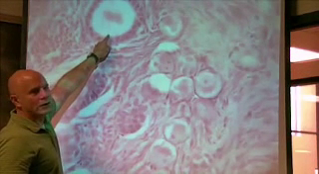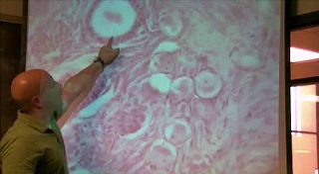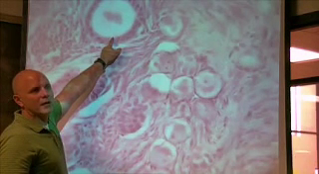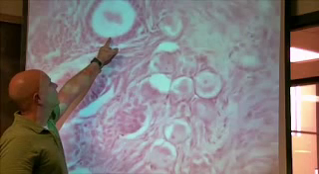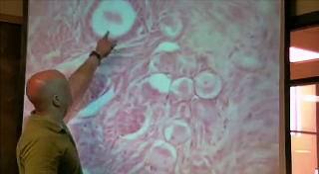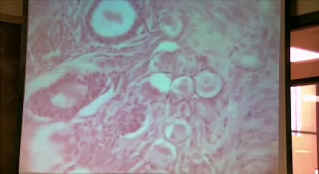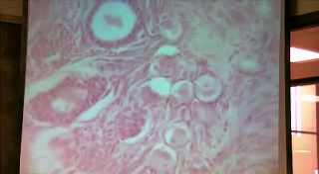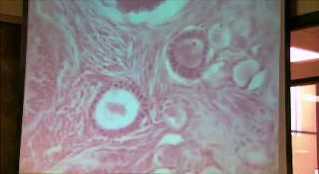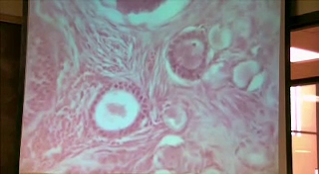This one right here is a primary follicle. I'm sorry, primary follicle. So these are primordial, these are primary. Here the oocyte is enlarged a little bit, and now we have a group of cells around it. So you're seeing a couple of these. There's a couple of primary follicles.